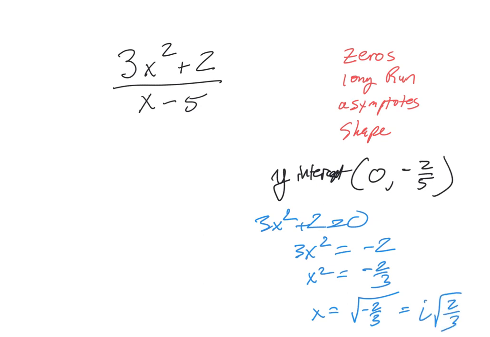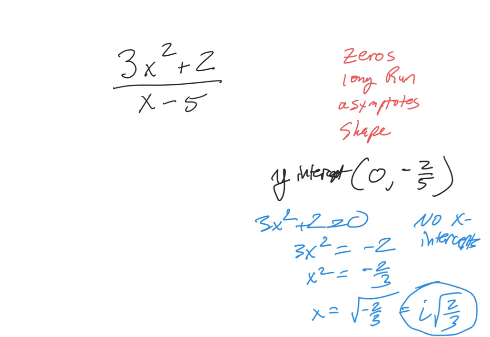So there are two imaginary roots, but there are no real roots, so there are no x-intercepts. So here I have no x-intercepts, but I do have, however, two imaginary roots.